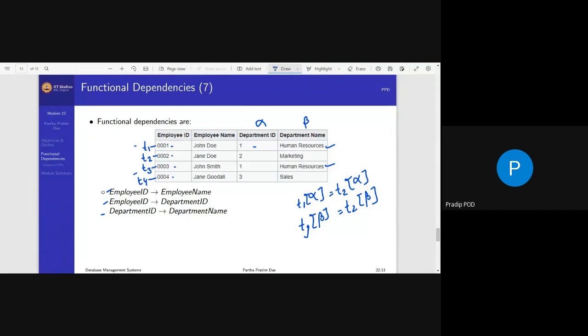And every time you feed it, if the input is 1, then the output, what is the f of x value, that is your human resource, right? So every time you feed 1, it should return human resource, right? Similar for the 2 also. Are you getting my point?